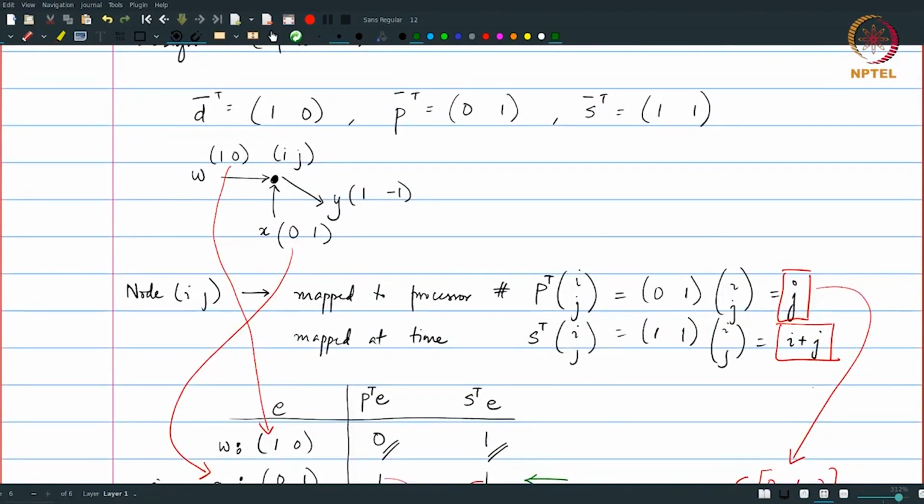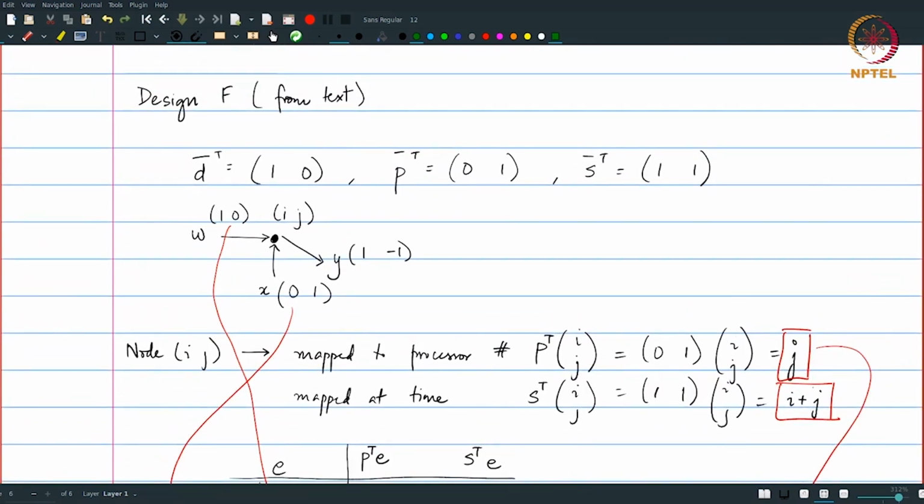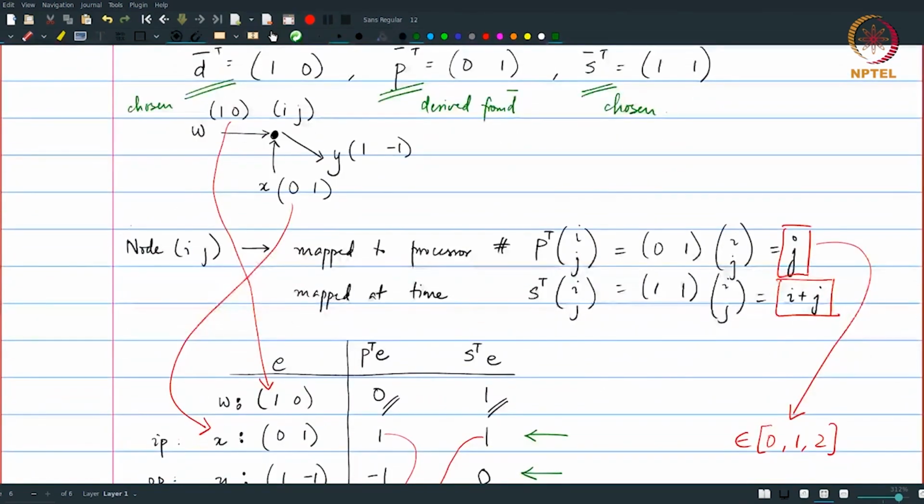If we go back and quickly recall what we did over here, we can see that we started off with a choice of values for D. This was in some ways derived from D, and this was also chosen, right? So D was chosen, S was chosen, and the P in some sense was derived from D. Of course, we need to make sure that P transpose D and S transpose D both satisfy the properties that we require of them. We then looked at these two properties, which says that a given node is going to be mapped onto which processor and at what time.